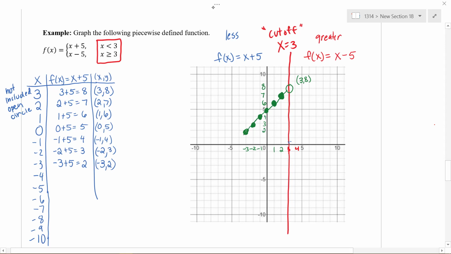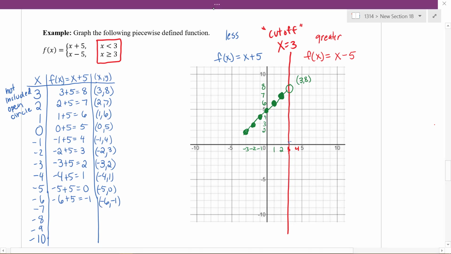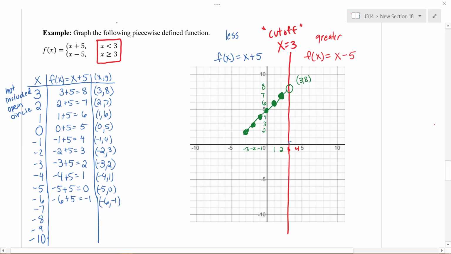Okay, keep going, plotting points until you fall off your piece of graph paper. So negative 4 plus 5, I get a positive 1. That's negative 4 comma 1. Negative 5 plus 5, I get 0. So that's negative 5, 0. X value of negative 6, we're going to add 5 to that. I get a negative 1. So that's negative 6 comma negative 1. Okay, let's plot those. See how far we get.